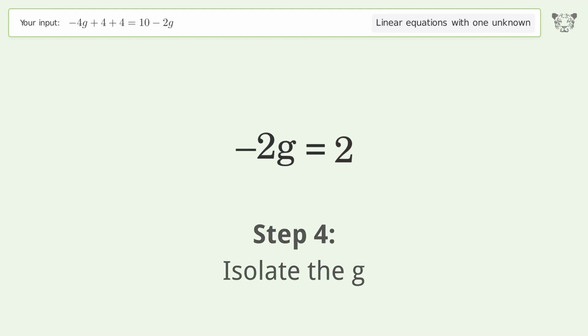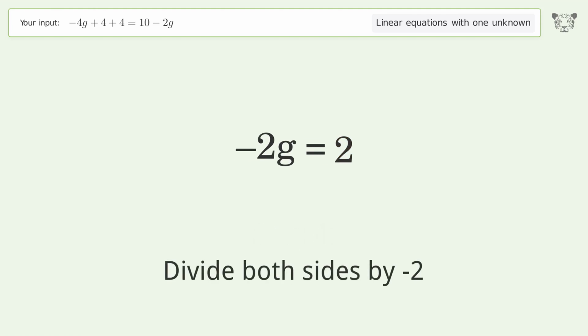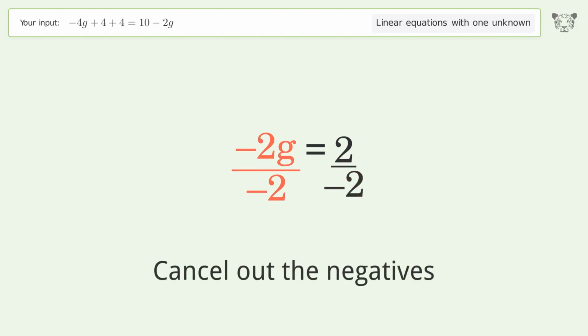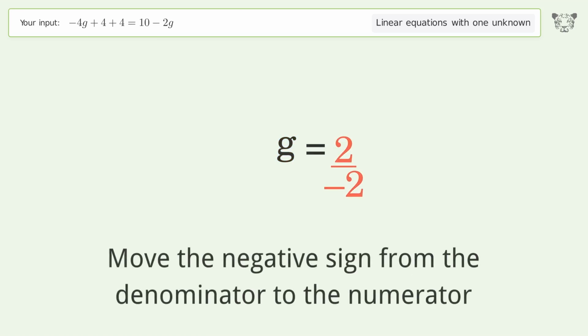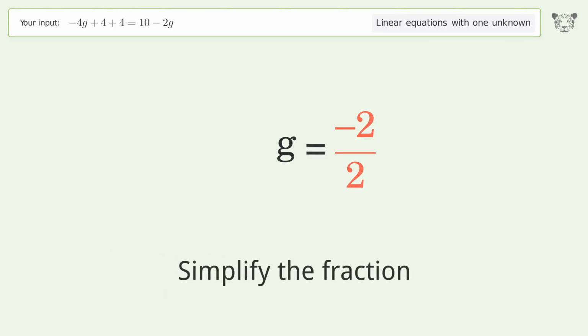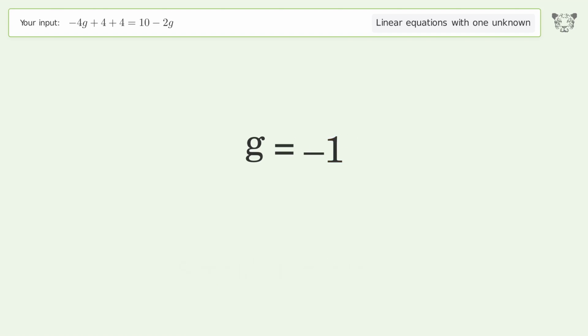Isolate the g. Divide both sides by -2. Cancel out the negatives. Simplify the fraction. Move the negative sign from the denominator to the numerator. Simplify the fraction. And so the final result is g equals -1.